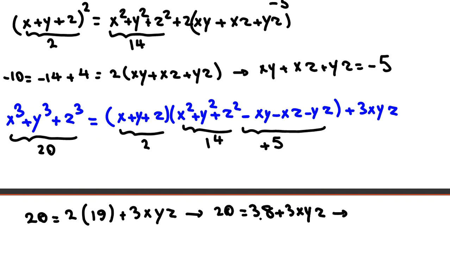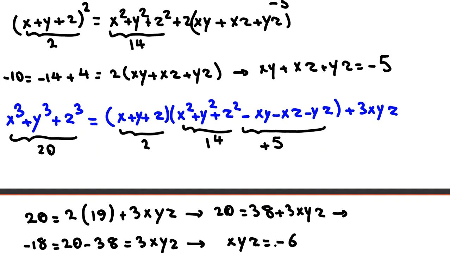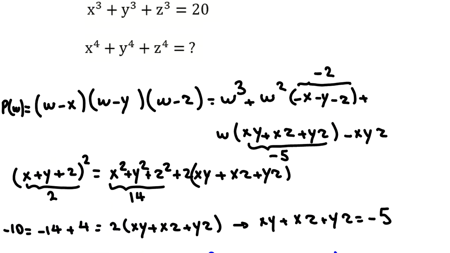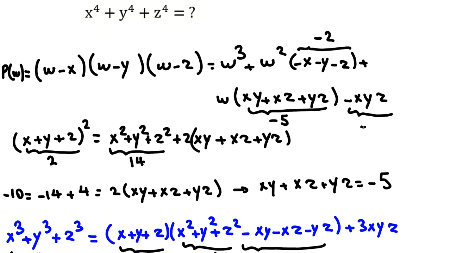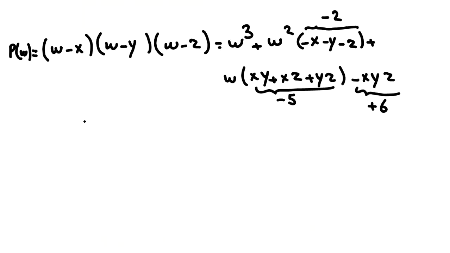So if I subtract 38 from both sides, it will be 20 minus 38 equal to 3xyz. 20 minus 38 is negative 18. So if I divide both sides by 3, it will be negative 6. So we found xyz equal to negative 6. So minus this will be plus 6. So if I copy this, you can see what? This polynomial is omega, or w, cubed minus 2w squared minus 5w plus 6.